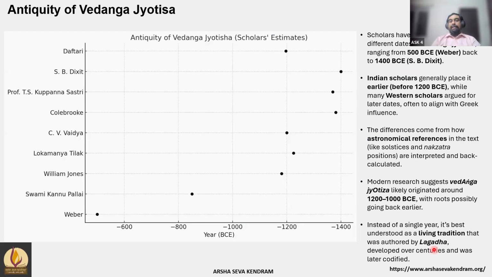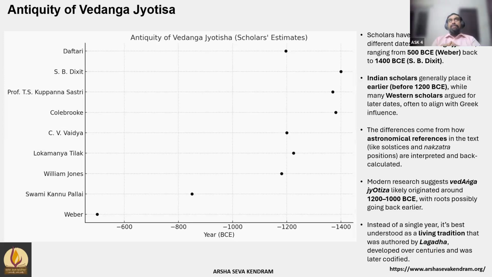Some as early as 1400 BC, as S.B. Dikshit is pointing out, some as late as 500 BC, as Weber is pointing out. The other Indian scholars, such as Balagangadhar Tilak and Vaidya, favor a date that is much older, whereas many Western scholars typically argue for a much newer date around 500 BC. So why is this disagreement there?